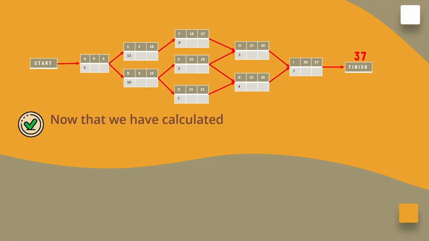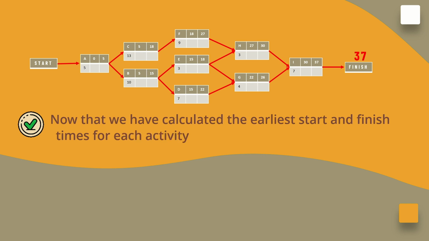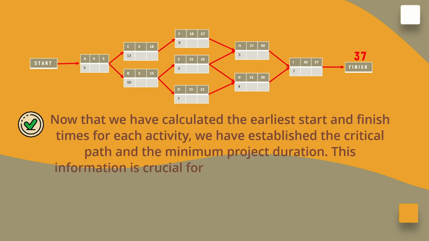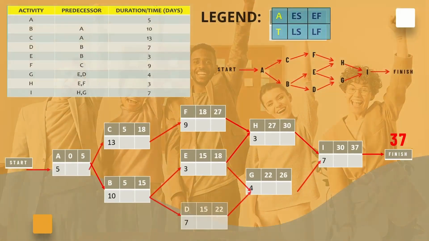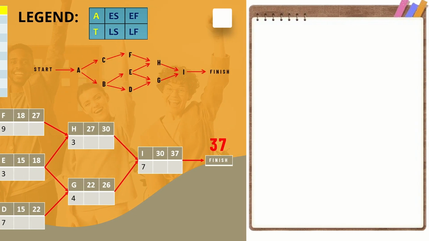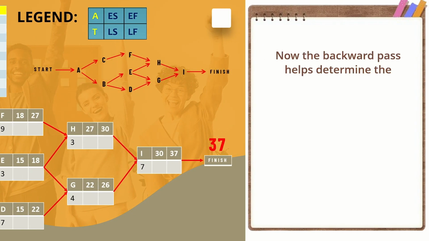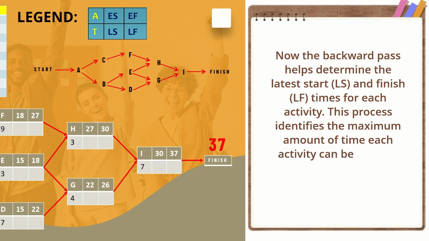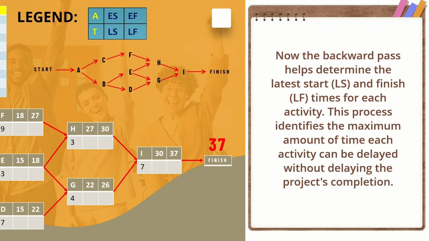Now that we have calculated the earliest start and finish times for each activity, we have established the critical path and the minimum project duration. This information is crucial for efficient project management and scheduling. Now the backward pass helps determine the latest start, LS, and latest finish, LF, times for each activity. This process identifies the maximum amount of time each activity can be delayed without delaying the project's completion.